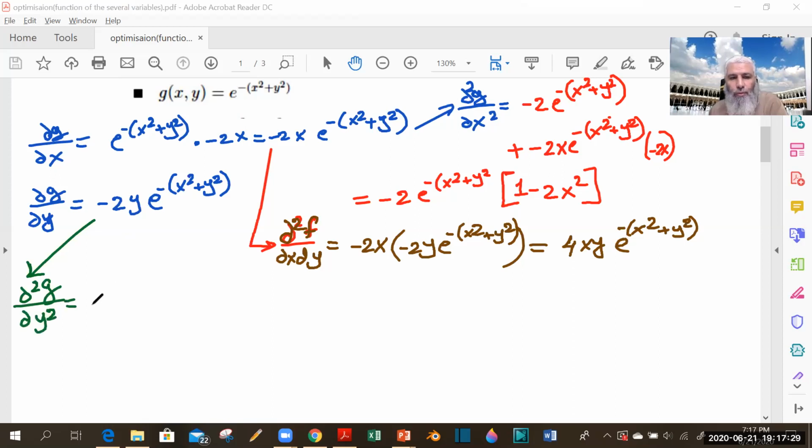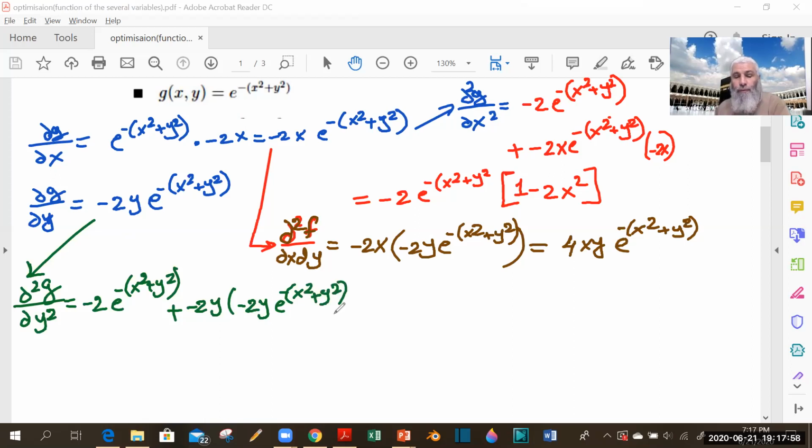Derivative of the first will be negative 2, right? Yes. Multiply the second, which is e power negative x squared plus y squared, plus the first, which is negative 2y, multiply the derivative of the second, which is negative 2y e power negative x squared plus y squared.